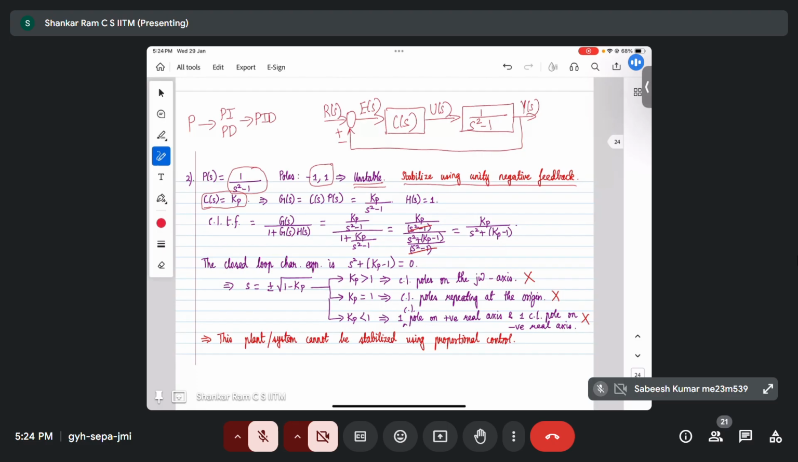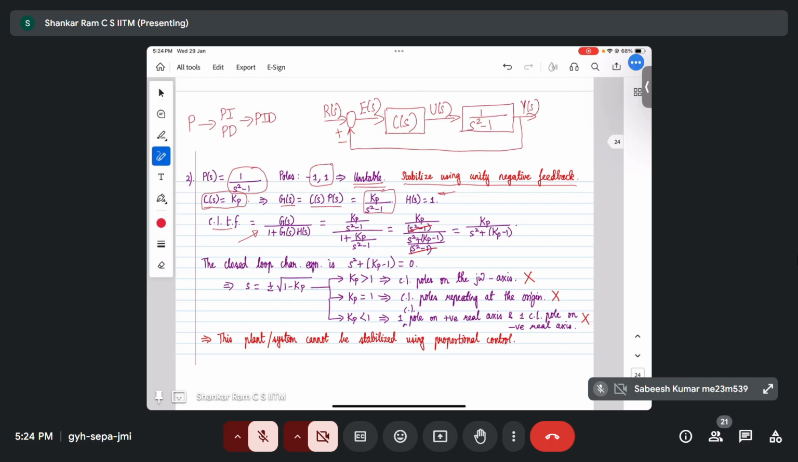So, in this example also, let's start with the proportional control. So, C of S is Kp. The forward path transfer function G of S is C of S times P of S. It is Kp times S squared minus 1. Pretty simple. And since we have unity feedback, H of S is 1. Now, you and I know that the closed loop transfer function is G of S divided by 1 plus G of S H of S.